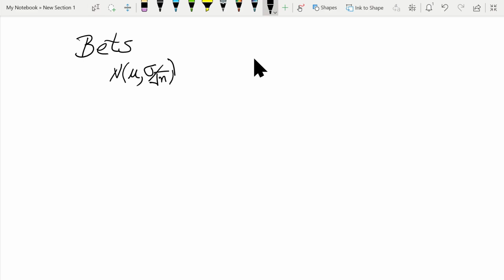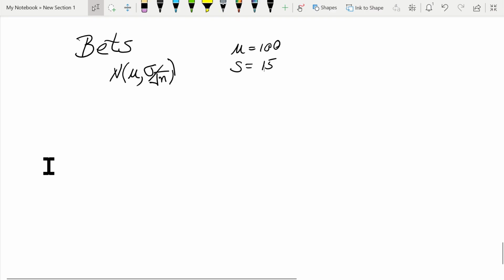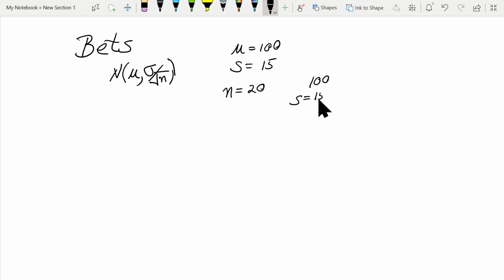If I start with a population that's got a mean of 100 and a standard deviation, I'll call it S here, of 15, and I do samples of size 20, then the distribution of the sample means will have a mean of 100. It will look normal, and the standard deviation will be 15 over the square root of 20.